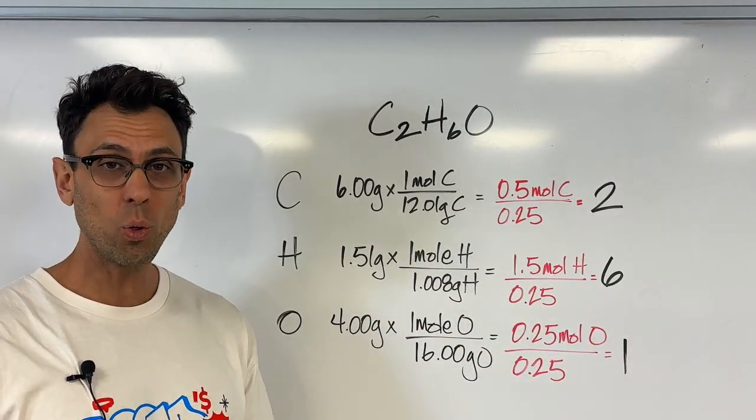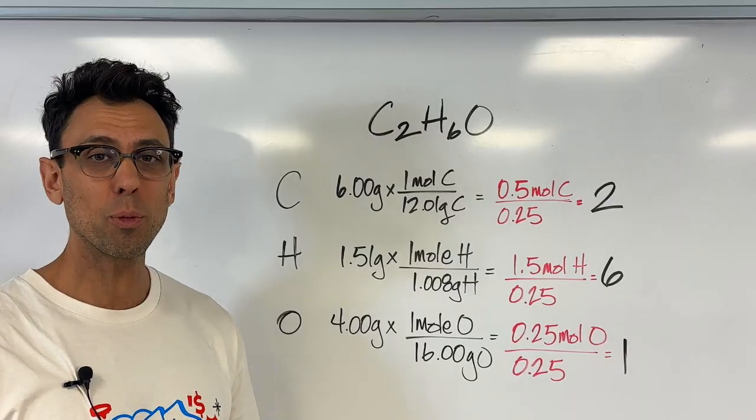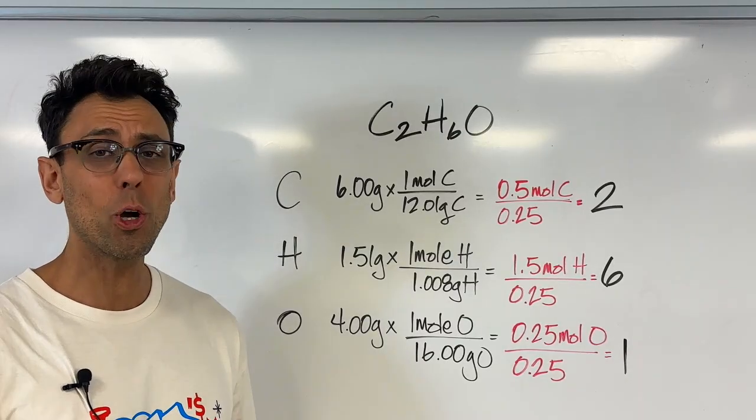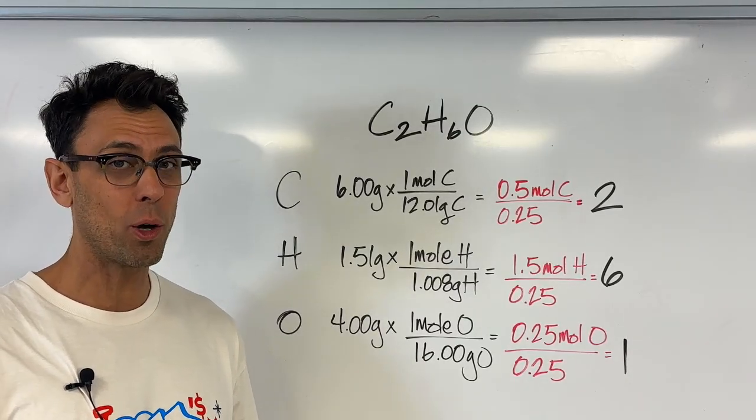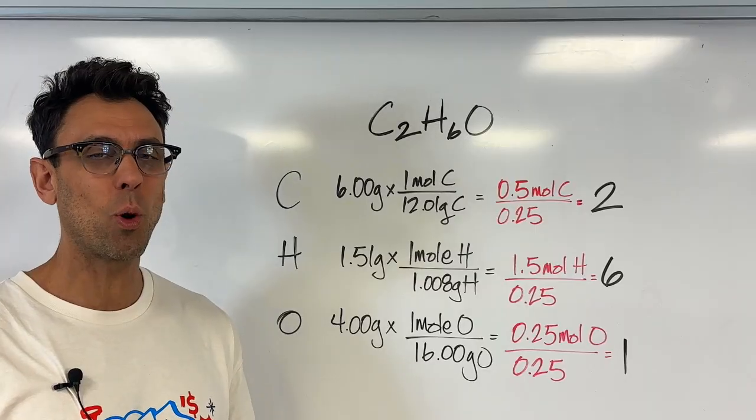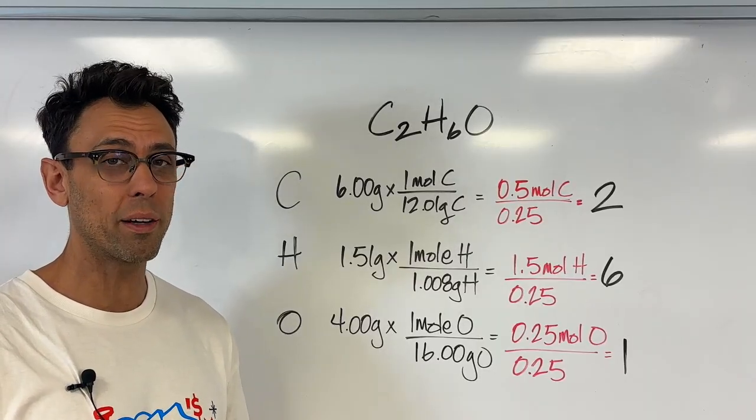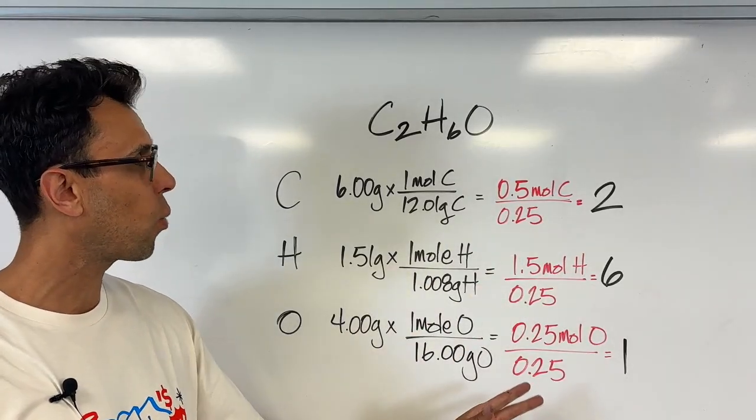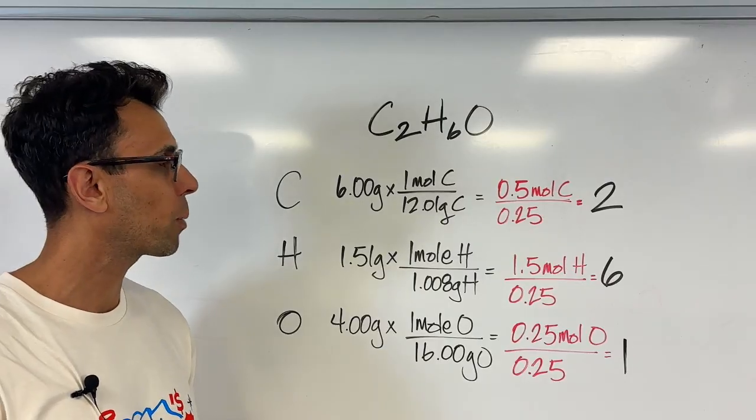Remember, when you get whole numbers after this third step of the poem, divide by small, you don't have to go to the multiply by whole step. That's an optional one that's only to be needed when it's required. So we take the 2, the 6, and the 1, we put them into our chemical formula, and we've got the right answer.